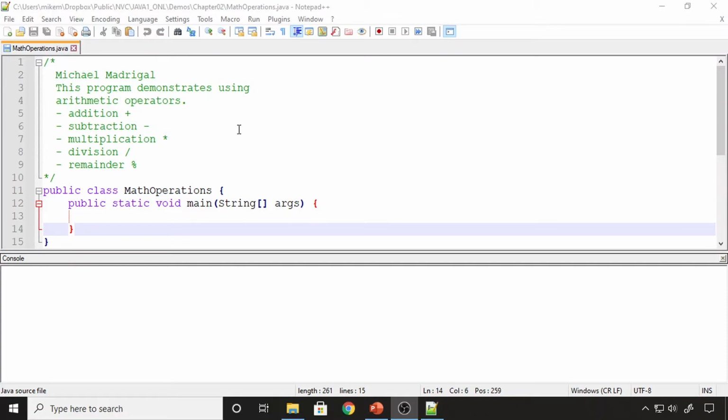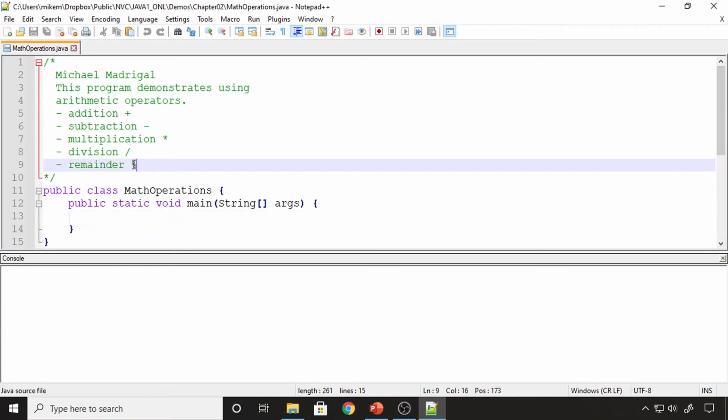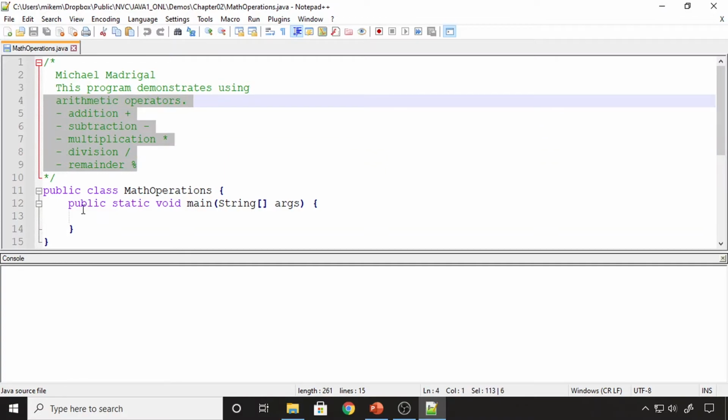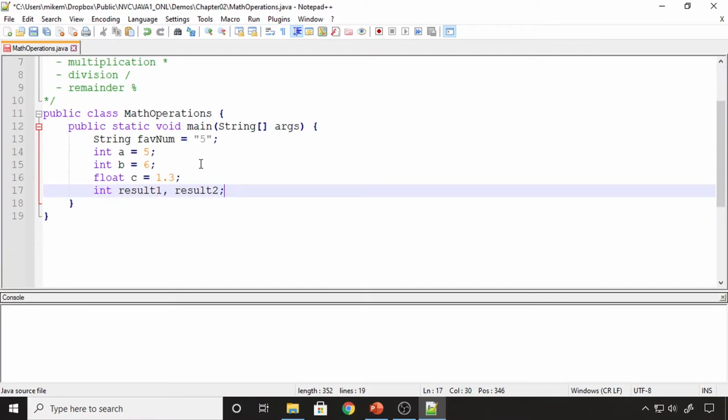So I created a program called Math Operations. The name of my class matches the name of my file. I have the main method, and inside of my main method is where I'm going to put my programming statements. I'm going to demonstrate these arithmetic operators. So I'm going to go ahead and create a few variables, and then I'm going to do some mathematical operations on those variables. Okay, so I created a few variables.